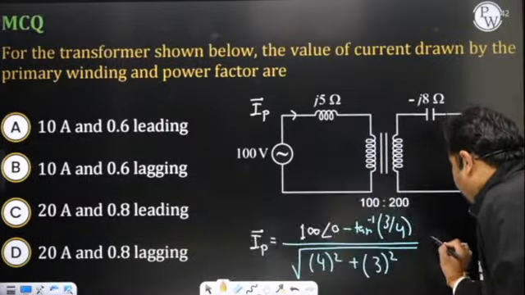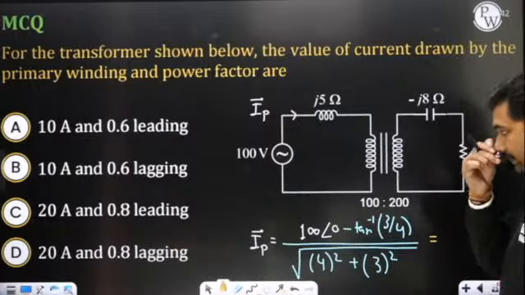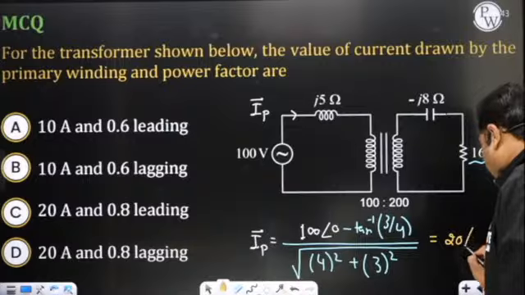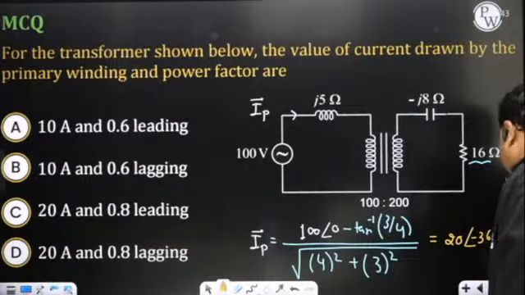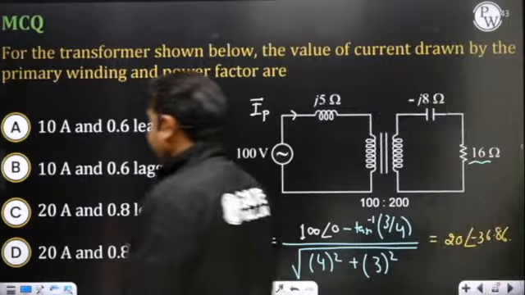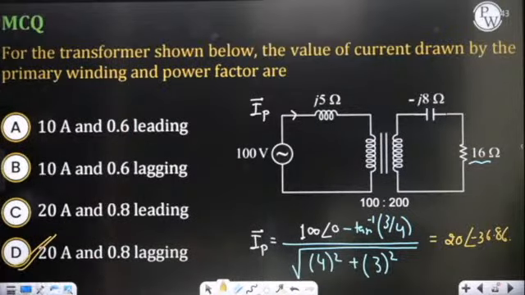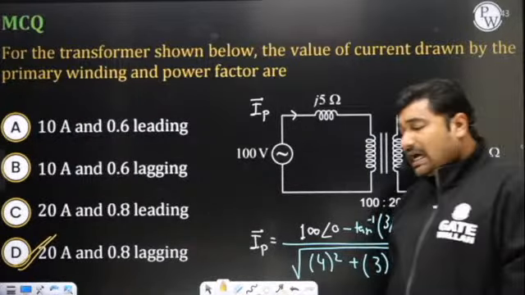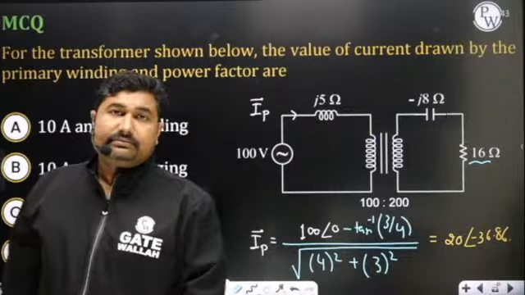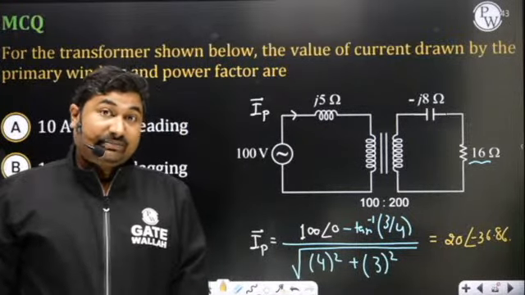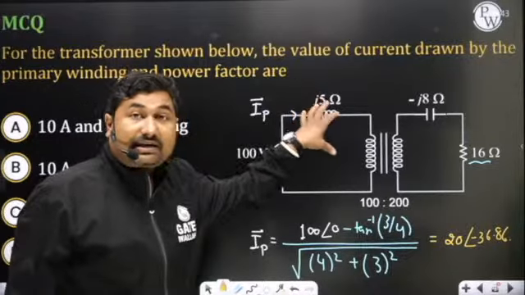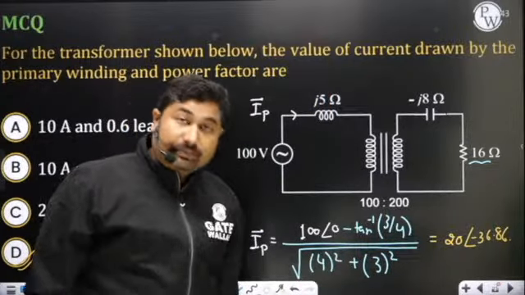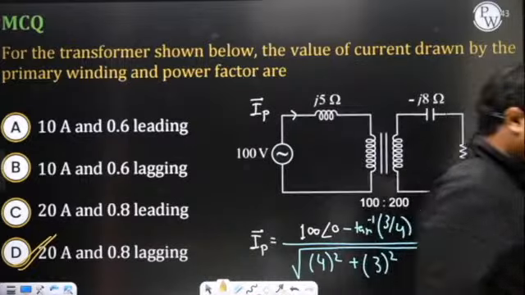If you have any issue with anything, please let me know. I have just kept it in order to make you comfortable. Yes, 20 at an angle of minus 36.86, that is 0.8 lagging. So 0.8 lagging. Is it okay? Sir, if the load is RC type, then why are you writing lagging? Load is of RC type, but due to the transformer leakage impedance, the entire impedance will become RL type and the input current is lagging. Is it okay? Great.